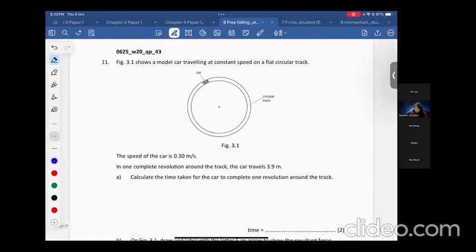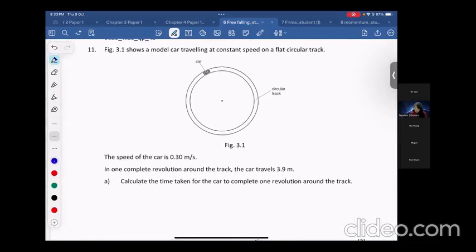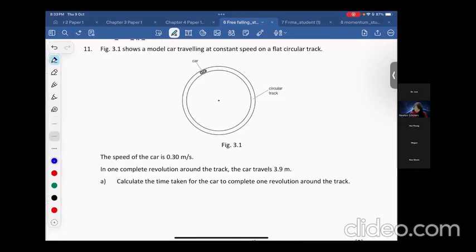Dear, we look at this. This is 2020 MCQ question. A model car traveling at constant speed on a flat circular track. Keyword circular. That's why we understand this is under this topic. Okay, the speed of the car is 0.3. Write down V. Speed symbol is V. In one complete revolution around the track, the car travels 3.9. This is the distance, how far it travels. We write S. Calculate the time.